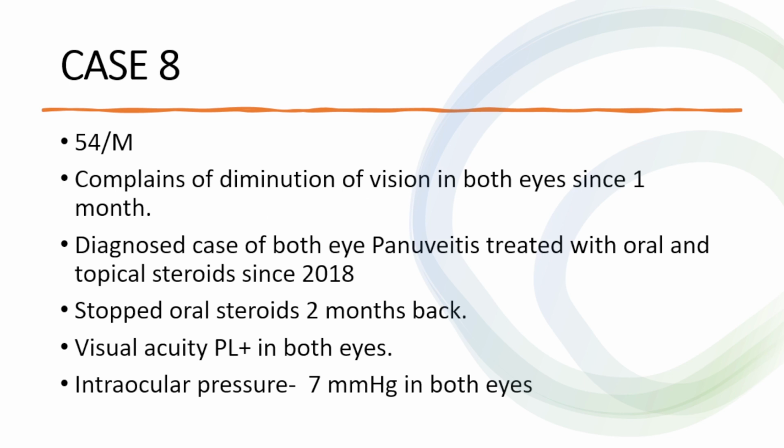Coming to the next case, a 55-year-old male patient came with complaints of diminution of vision in both eyes since 1 month. The patient was a diagnosed case of panuveitis since 2018, and he was on oral and topical steroids since then. The patient had stopped oral steroids 2 months back. The visual acuity noted was perception of light in both eyes, and intraocular pressure measured was 7 millimeters of mercury in both eyes.